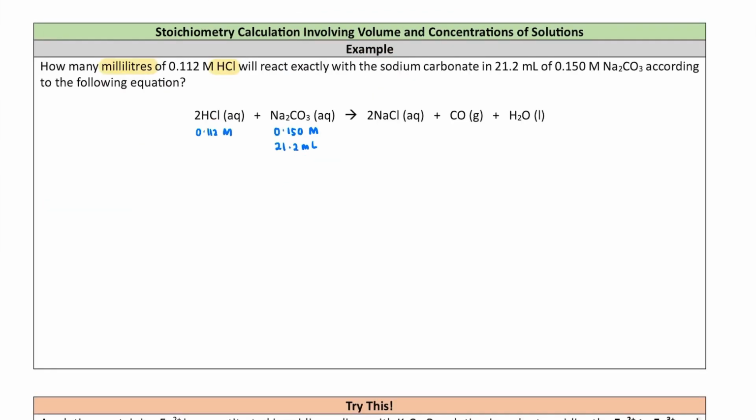Okay, so next let us go to example involving volume and concentration of solution. Okay, so question dia kata how many milliliters of 0.112 molar of HCl will react exactly with the sodium carbonate in 21.2 ml of 0.15 molar sodium carbonate according to the following equation. So this is the equation, and as you can see the equation dia dah already balanced for you, so no need to balance. Okay, and then next thing kita kumpulkan information yang ada.